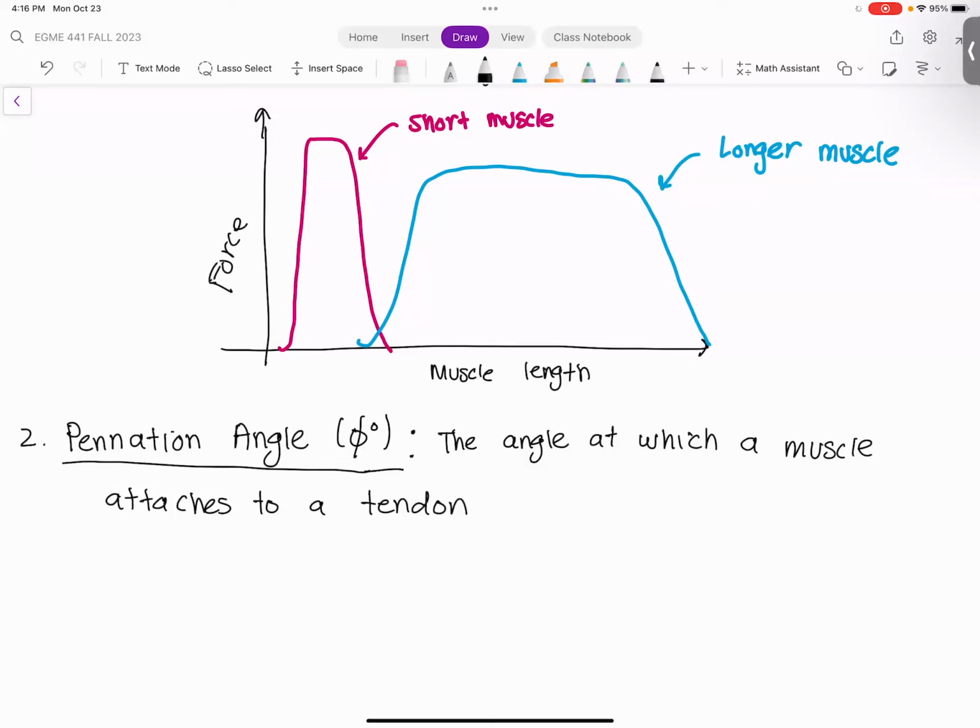And if you recall from our lectures on soft tissues, tendon is the structure in your body that attaches your muscles to your bones. And so the angle at which your muscle directly attaches to the tendon is going to have a big impact in terms of how much force it needs to generate to act on that tendon.